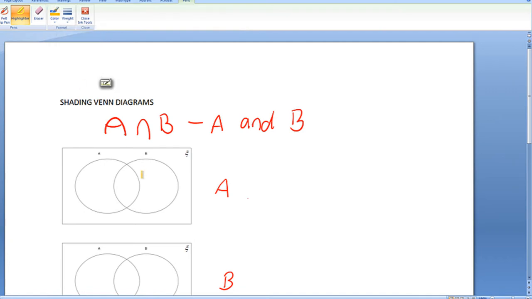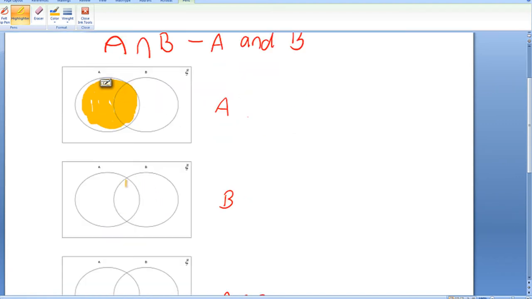So I'll bring up my highlighter. Let's do it in orange. The first thing I'll do is highlight A. Well, that's the intersection plus A only. So this is all the elements in A. Now we'll go down and do B. So that includes the shared elements with A and also B.